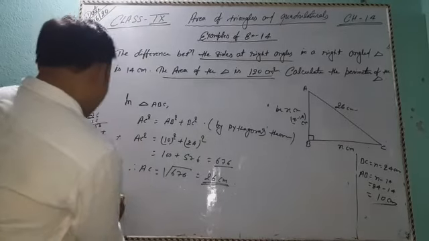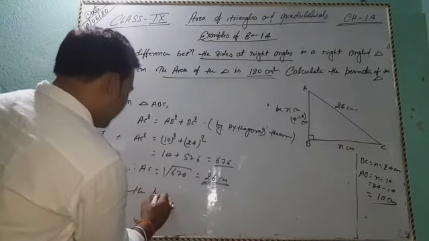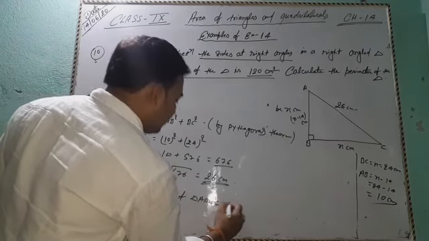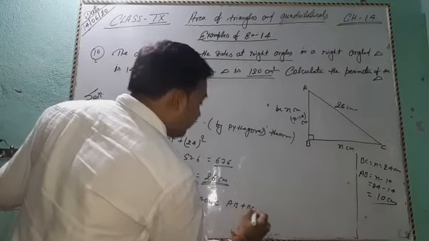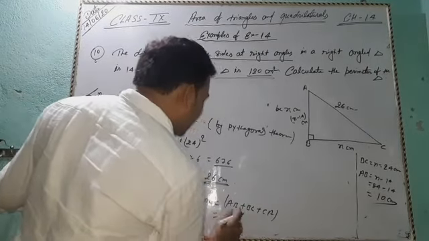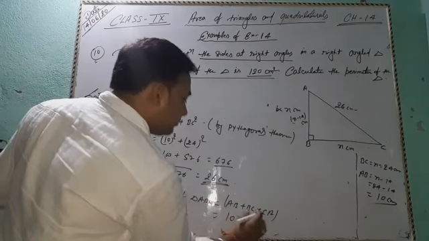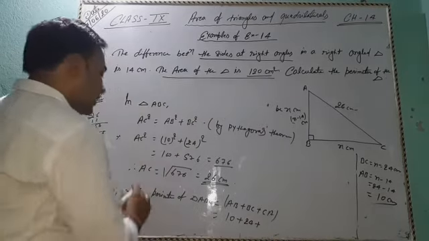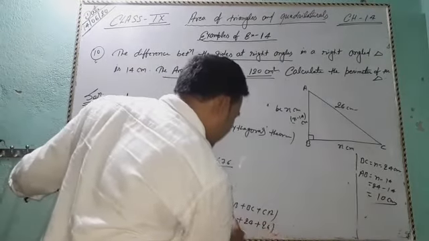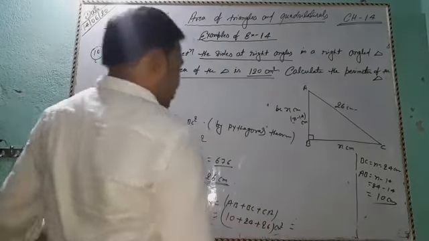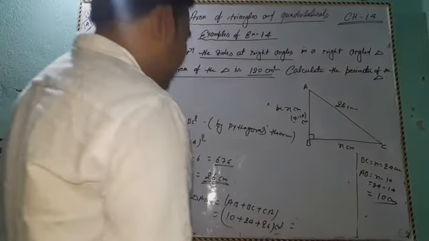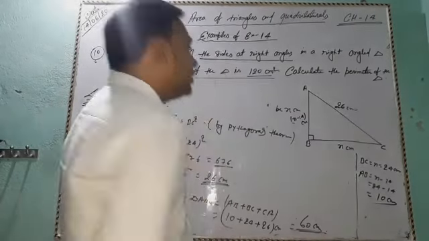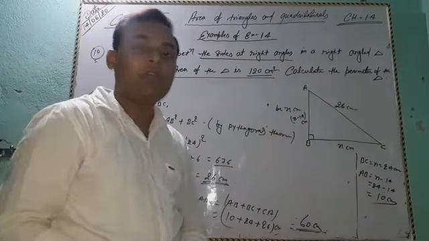So AC equal to 26 centimeter. So the perimeter of triangle ABC equal to AB plus BC plus CA. So AB equal to 10 centimeter plus BC equal to 24 centimeter and plus AC equal to 26 centimeter. 26 plus 4 is 30, 50 and 60 centimeter. Okay, 60 centimeter is the perimeter of this right angle triangle.